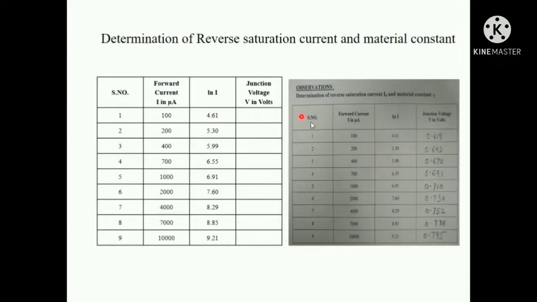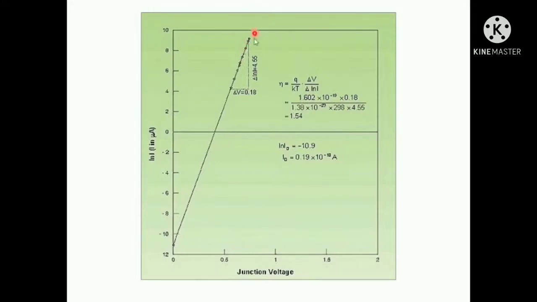Then this is the table for determination of reverse current and material constant. So corresponding to given forward current, we note down the junction voltage. On the right side of it, I have shown the clip of the readings we have taken in this experiment. So with the help of this set of readings, we plot a graph which comes out to be a straight line cutting the y-axis at ln I naught.